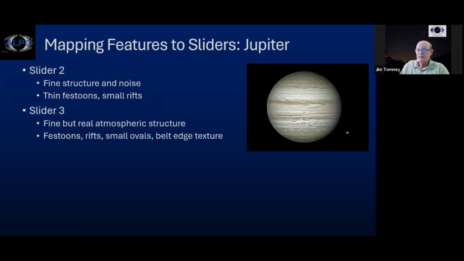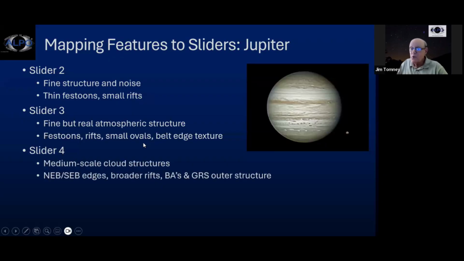Slider 3 is for fine detail, but really atmospheric structure like festoons, rifts, small ovals. So these kind of festoons through here, a small oval, it's slider 3 that'll help accentuate those. Slider 4, you're getting into the medium scale cloud structures like edges of the North Equatorial Band or the South Equatorial Band, larger rifts, BA and Great Red Spot structures. The edges of BA or Great Red Spot.